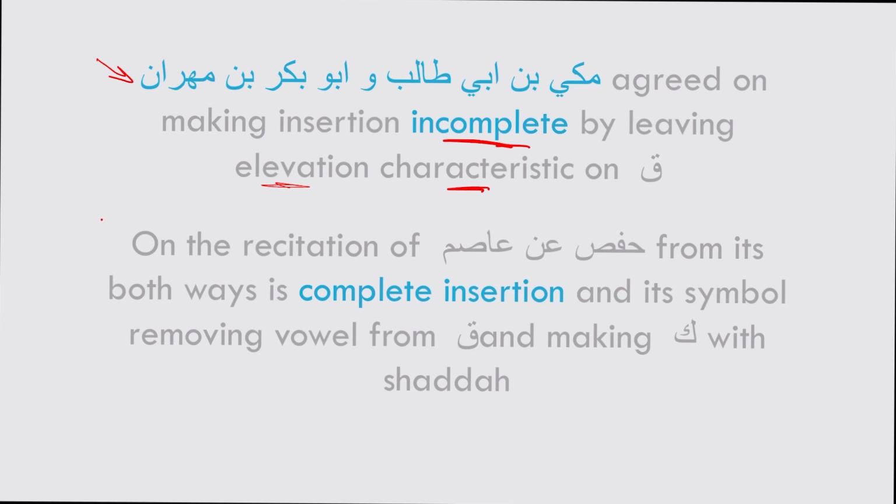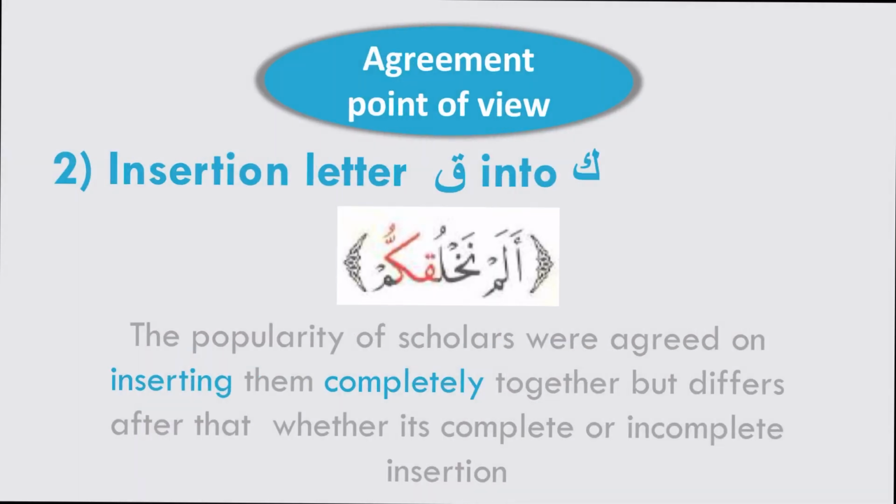Okay, and the narration of Hafs and Asim from its two ways makes it a complete insertion. And as you may notice, they remove the haraka from qaf completely and make the kaf have shadda like this: nakhluqkum, according to Hafs bin Asim.